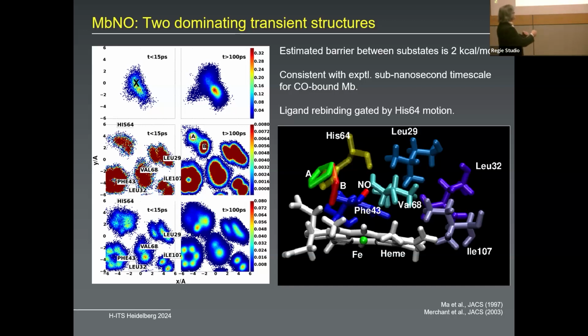Whereas for longer time scales, it starts to sample this state called B, which is also a so-called spectroscopic substate, characterized in the 80s. And so really the difference between a short and a long rebinding trajectory is the positioning of the histidine at the moment of excitation. So we can correlate structure with spectroscopy. And that's the basic message of this piece of work.